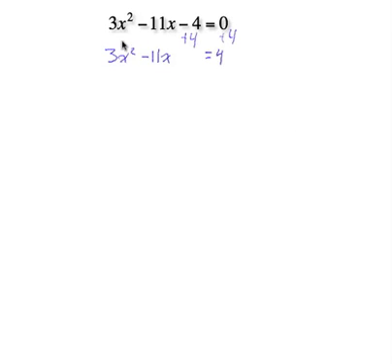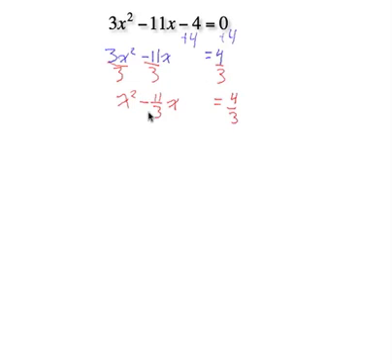Now I need to get rid of that 3, and I'm going to divide everything by 3. Let's use some color here. Remember that when we divide in an equation, we can't be selective about what we divide. This would be illegal. We have to divide everything by 3. So my new equation would be x squared minus 11 thirds x, and again I'm going to leave some space, equals 4 thirds.